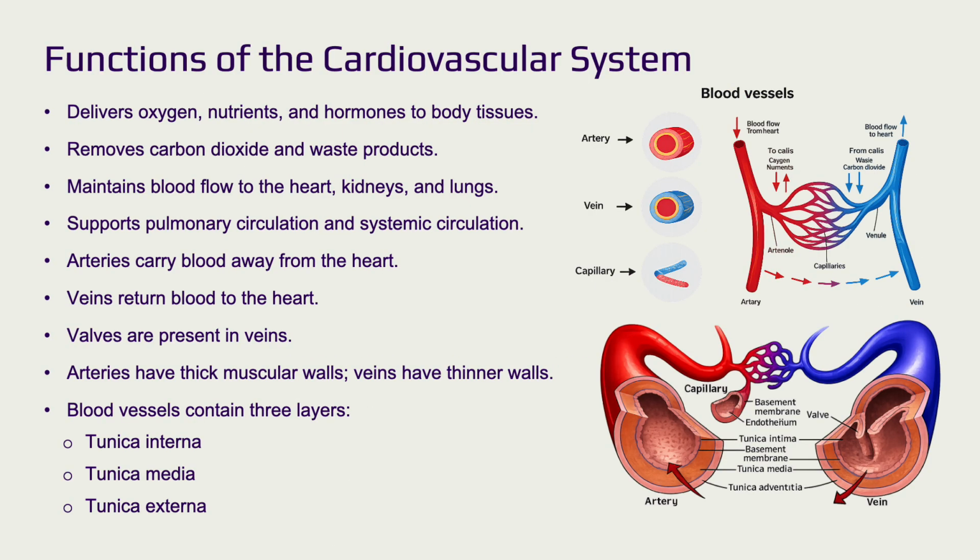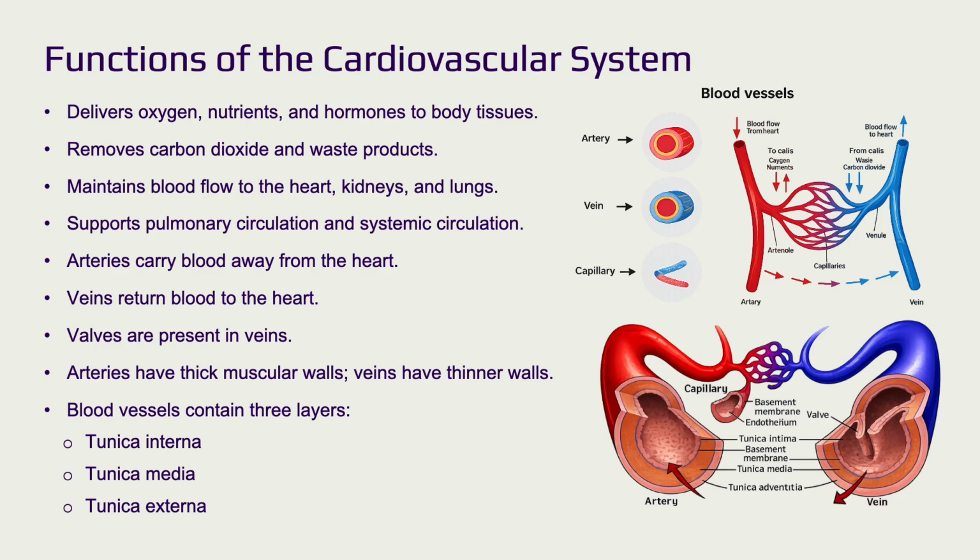Now let's review the major functions of the cardiovascular system. As we mentioned before, the biggest function is delivering oxygen and nutrients and hormones to tissues throughout the body, and removing carbon dioxide and other waste products. This constant circulation, honestly, is essential for maintaining cellular function and the big word, homeostasis. The system also maintains blood flow to vital organs, for example, the heart, kidneys, lungs, through 2 main circulatory pathways, your pulmonary circulation that carries blood to the lungs, as we mentioned, for oxygenation, and systemic circulation that delivers blood to the rest of the body.